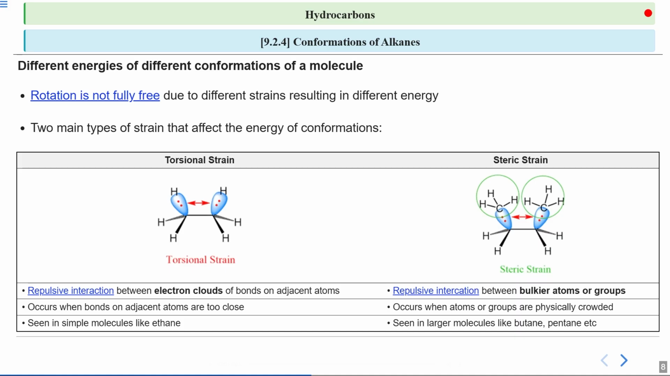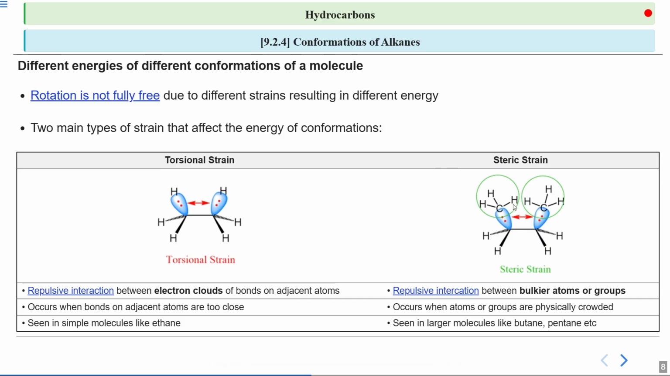Now we have a detailed comparison between torsional strain and steric strain. These are the two strains. Torsional strain involves a repulsive interaction between electron clouds of adjacent atoms, often seen in a simple molecule like ethane. So you can see here that the electron clouds of the two C-H bonds are repelling each other if they are parallel to each other, right? You can see it very clearly.